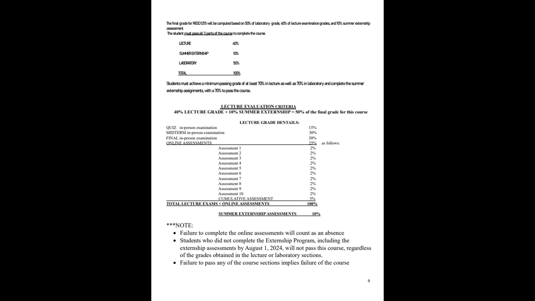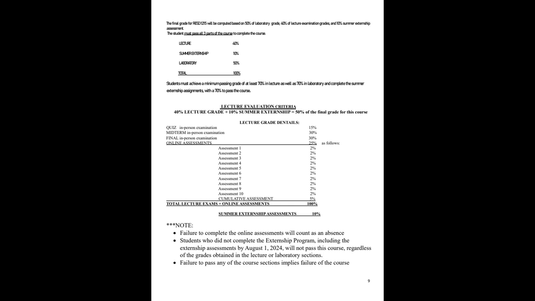Okay. In terms of the lectures, this is how the lecture grade is divided in terms of exams and assessments. We have a quiz that's going to be in person, and it counts for 15% of the lecture grade. Midterm in person, 30% of the lecture grade. Final in person, 30% of the lecture grade. In addition, we have quite a few assessments. All the assessments are going to be online because it's easy for you to do, and they're going to be graded online. The quiz, the midterm, and the final are going to be in person in the classroom.